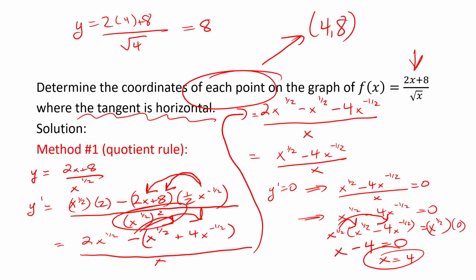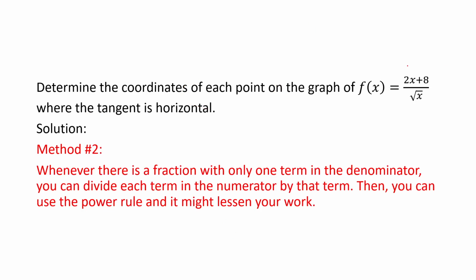But I'll be honest with you, there's another way, and it's a little quicker than using the quotient rule in this case. There's nothing wrong with the quotient rule here, it works, but we can also use our noggins a little bit. When there's only one term in the denominator and it contains an x, then a lot of times it's a little quicker to do what I'm about to do. So whenever there's a fraction with only one term in the denominator, you can divide each term in the numerator by that term, then use the power rule, and it might lessen your work.